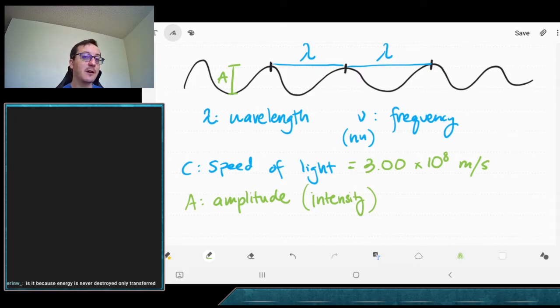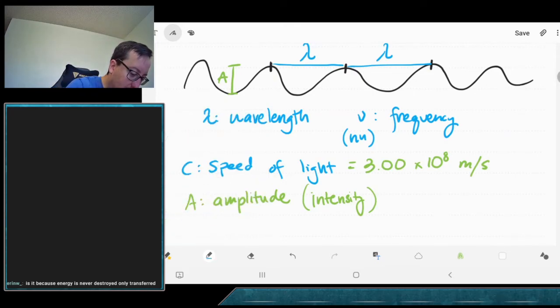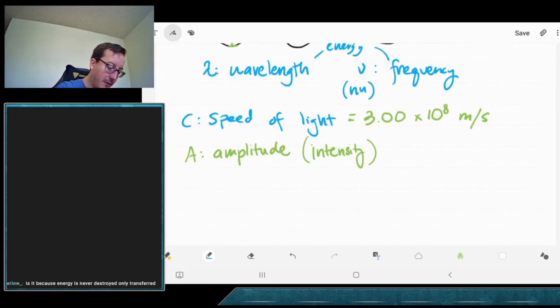The wavelength and frequency talk about the energy of that light, and what color it might be. These talk about the energy of the light. The amplitude is really the frequency. I'm sorry, the intensity of the light. How intense that light is. Alrighty, so let's talk about these.